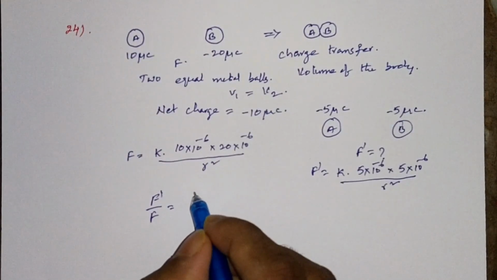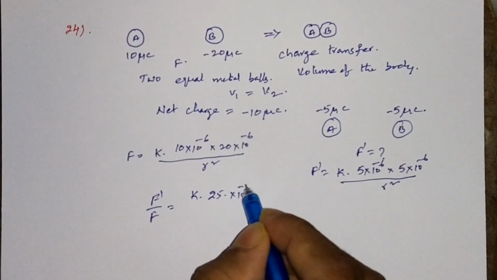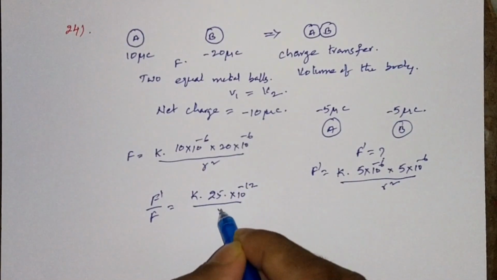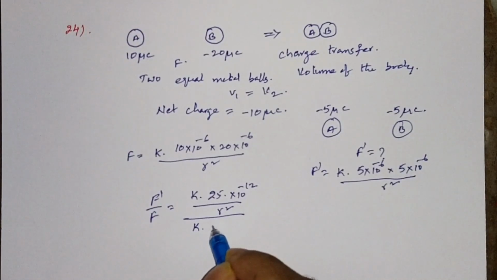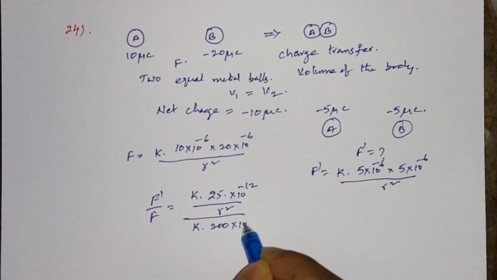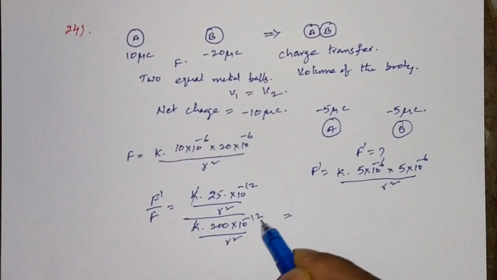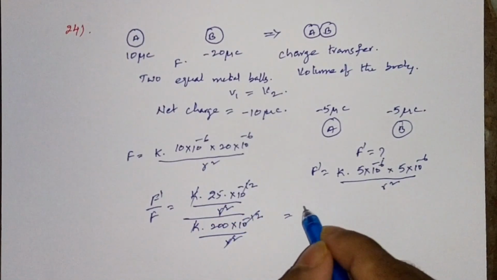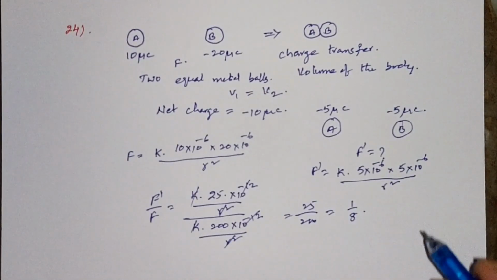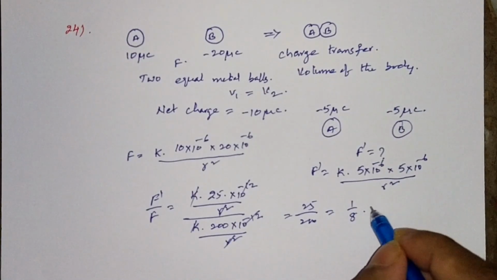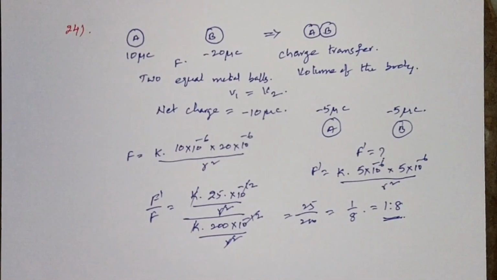Now see that F dash is K into 25 into 10 power minus 12 by r square, and F is K into 200 into 10 power minus 12 by r square. So if you solve this, you will get 25 by 200, that is 1 by 8. The ratio of the forces is 1:8. So 1:8 is the correct answer.